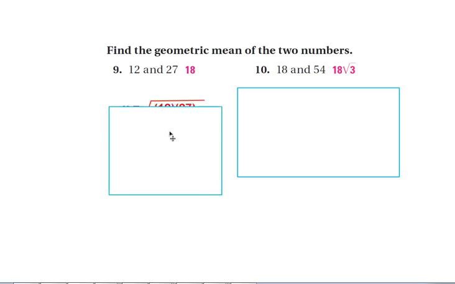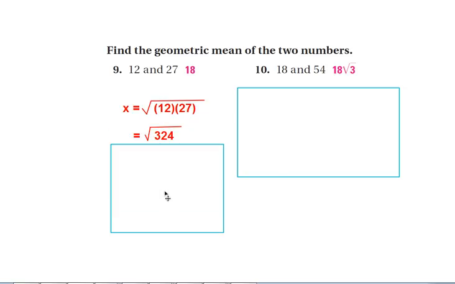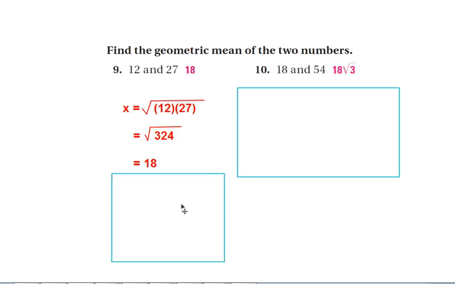In number 9, you wanted to start by saying x, our mean, equals the square root of 12 times 27. You multiply our two numbers together, put it under the square root. That equals the square root of 324 when you multiply that out, and that just simplifies to be an answer of 18. 324 being a perfect square made that problem a little bit easier. Number 10, you weren't so lucky, you had some extra left over.